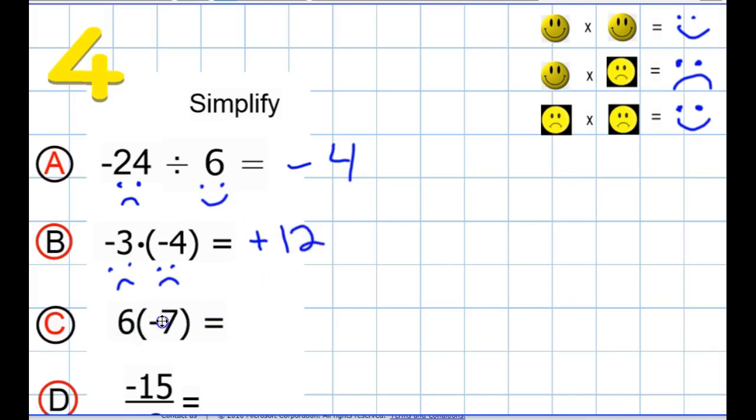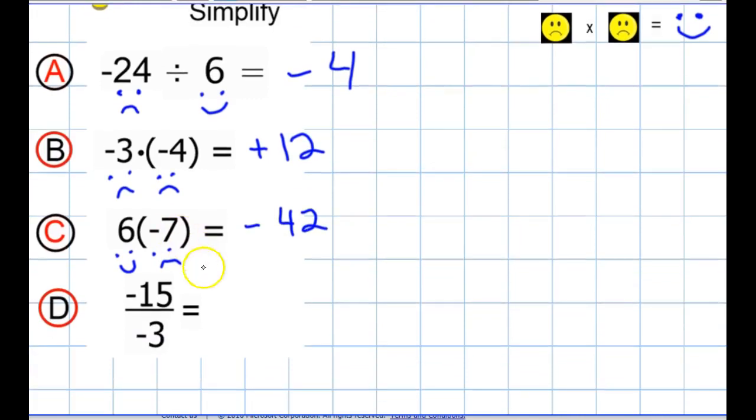Here we have 6 touching a -7, so a happy person with a sad person. So we know our answer is going to be negative. 6 times 7 is 42, so negative 42. And finally, two negatives make it positive. 15 divided by 3 is 5.